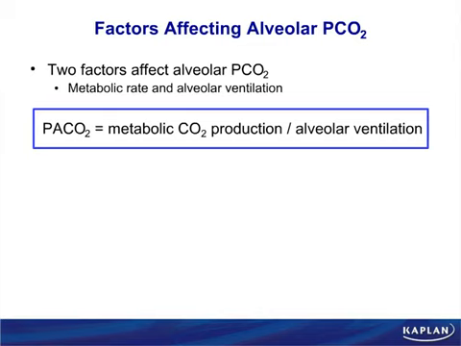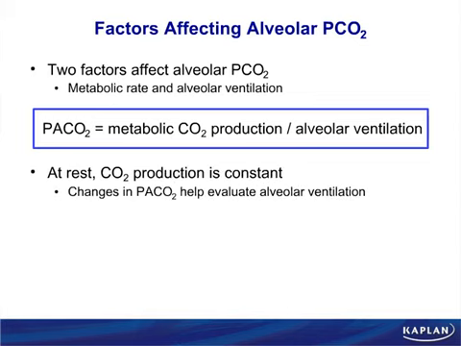Alveolar CO2 will be directly related to the production of CO2, but it's going to be inversely related to alveolar ventilation. The greater the alveolar ventilation, the lower the CO2. And again, hopefully that makes sense, because it's the lungs' job to blow off, get rid of CO2. The greater the ventilation, the more I'm blowing it off. At rest, CO2 production is pretty much constant. And so changes in alveolar CO2 can help evaluate alveolar ventilation.